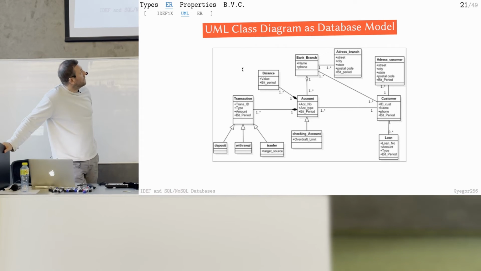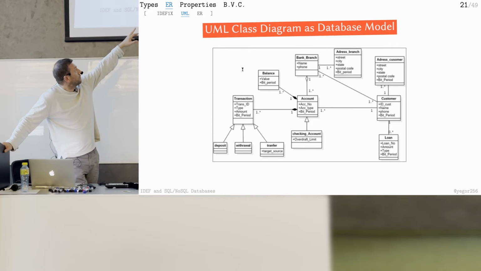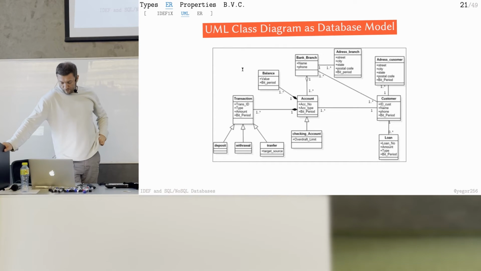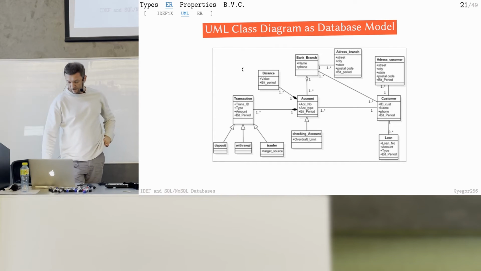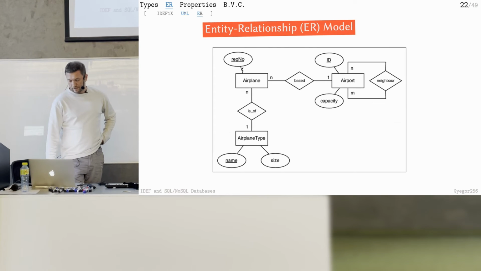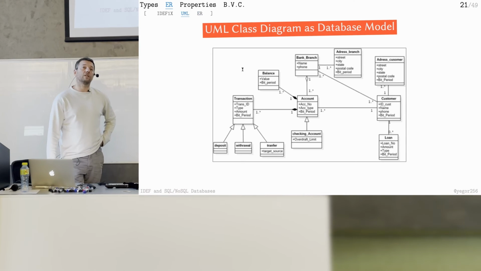So maybe in this diagram, these two, deposit and withdrawal, don't even have primary key. So maybe this diagram is not really perfect for relational. I mean, this diagram is not well used for that. Maybe this one is better. I don't know. I'm using UML. If you ask me, I'm using UML for data design.